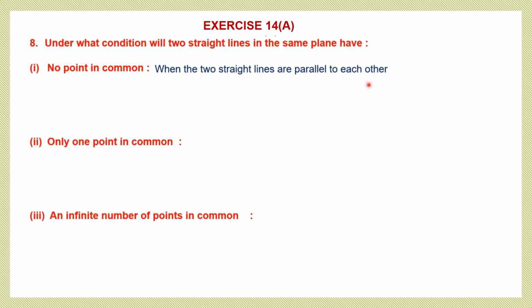So we've also been asked to draw diagrams if it is possible. So let's draw. We've got two parallel lines here. So we have AB and CD, and as you can see, they have no point in common because they're not meeting each other. So there's no point in common.